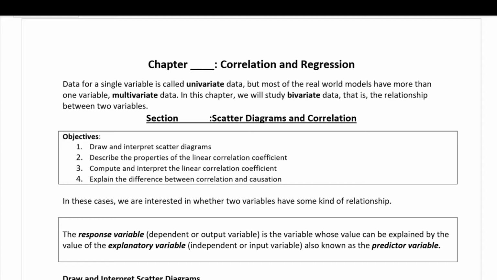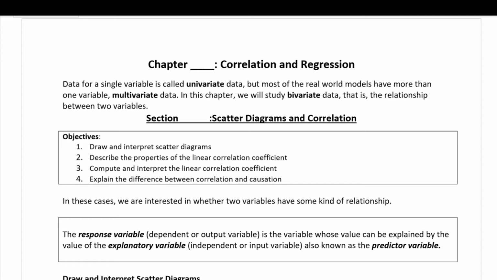Okay, so the objectives here are to draw and interpret scatter diagrams, describe the properties of a linear correlation coefficient, compute and interpret the linear correlation coefficient, and explain the difference between correlation and causation. Okay. In these cases, we're interested in whether two variables have some kind of relationship.